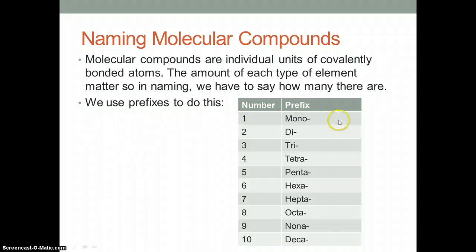So 1, mono, 2, di, 3, tri, 4, tetra, 5, penta, 6, hexa, 7, hepta, 8, octa, 9, nona, and 10, deca. So these are common prefixes. They shouldn't be too big of a surprise to you to see.